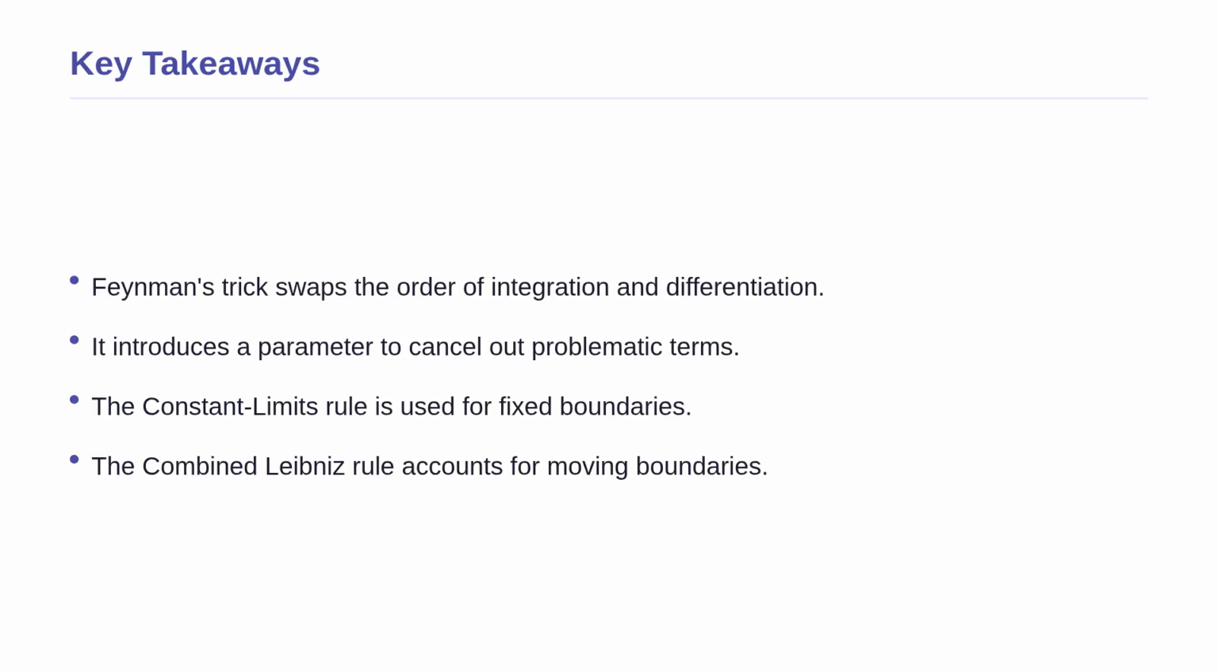We have covered a lot of ground today, so let us review the key takeaways. First, differentiation under the integral sign, or Feynman's trick, is a powerful shortcut that swaps the order of operations to make impossible integrals solvable. Second, by introducing a parameter and taking a partial derivative, we can often cancel out problematic terms, like a pesky denominator. Third, we use the constant limits rule when our boundaries are fixed numbers, and the full combined Leibniz rule when our boundaries are moving. You now have a master-level tool in your calculus toolkit.